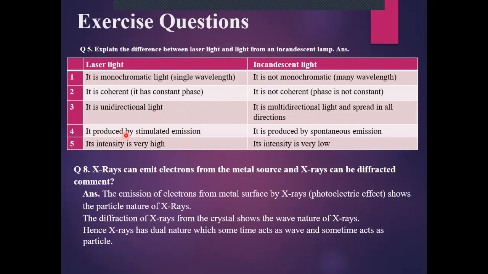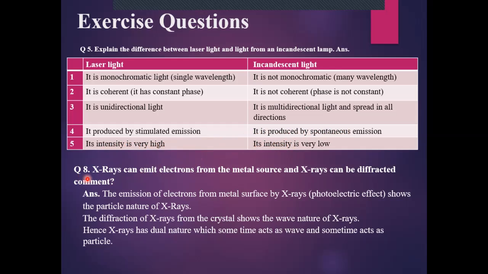Then it is produced by the phenomenon known as stimulated emission, in which all the photons have the same energy and same direction, which amplifies the light. Whereas incandescent light is produced by spontaneous emission. And as the light is amplified in the case of laser, the intensity of light in laser is high, whereas in incandescent light, it is low.